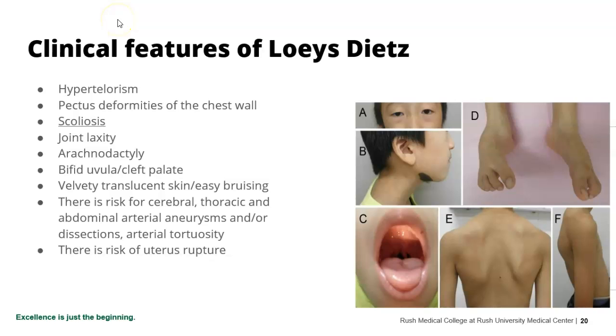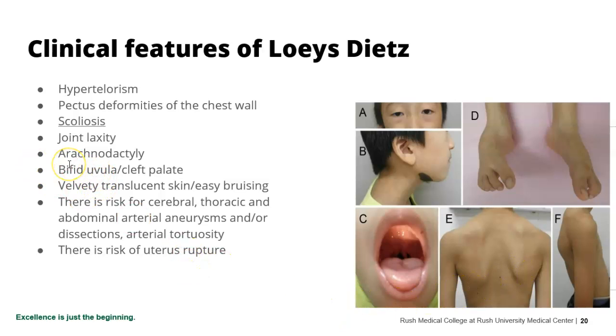So clinical features of Loeys-Dietz include widely spaced eyes or hypertelorism. They can have a pectus deformity of the chest wall. Gee, that sounds like Marfan. Scoliosis. I want to show you, see the back here how this is lower than this one. The scapula is a little bit lower. That's actually a sign of scoliosis. That's when we're looking at the spine and then we have them bend over and one side looks a little higher than the other. But this, when somebody's standing, is a sign of scoliosis.